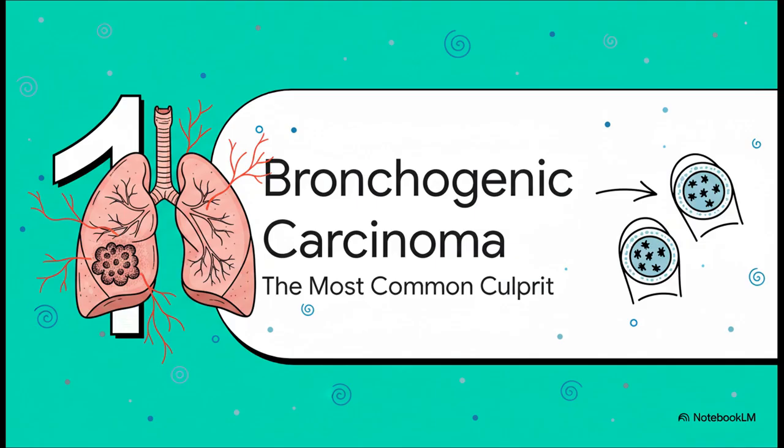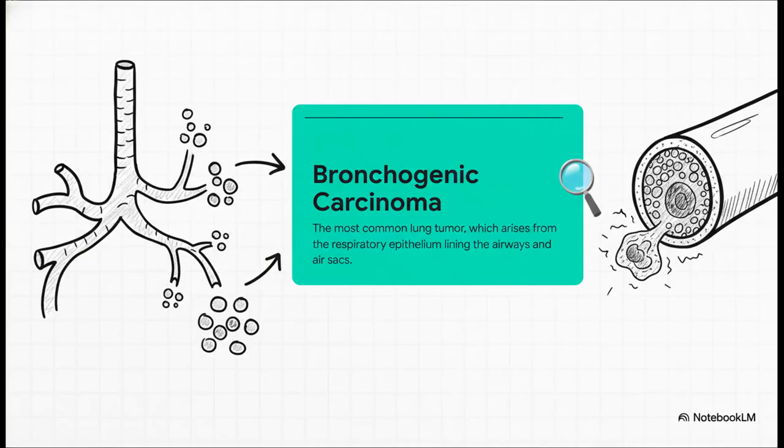And that brings us to the most common culprit of them all, bronchogenic carcinoma. Seriously, if you've ever heard about lung cancer, this is probably what people were talking about. This is the main type of tumor that actually starts inside the lung tissue itself. So what's really going on here? Well, this tumor originates in what's called the respiratory epithelium. Just think of that as the delicate inner lining of all our airways. It's like the wallpaper inside every single branch of our lungs, from the big ones, the bronchi, all the way down to those teeny tiny air sacs, the alveoli. This is ground zero. This is where bronchogenic carcinoma gets its start.